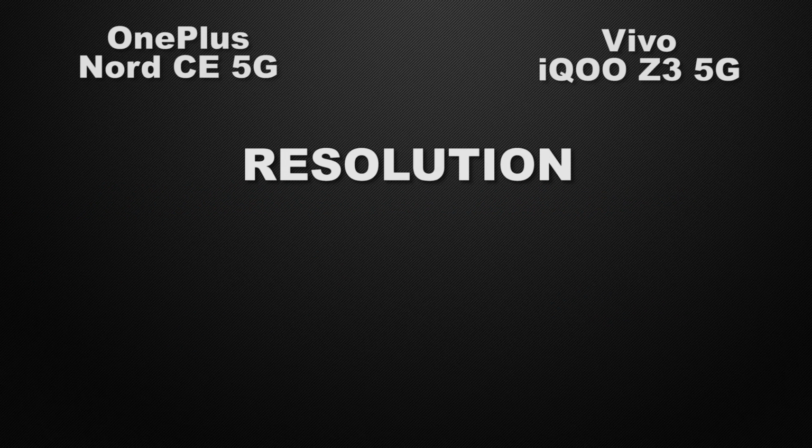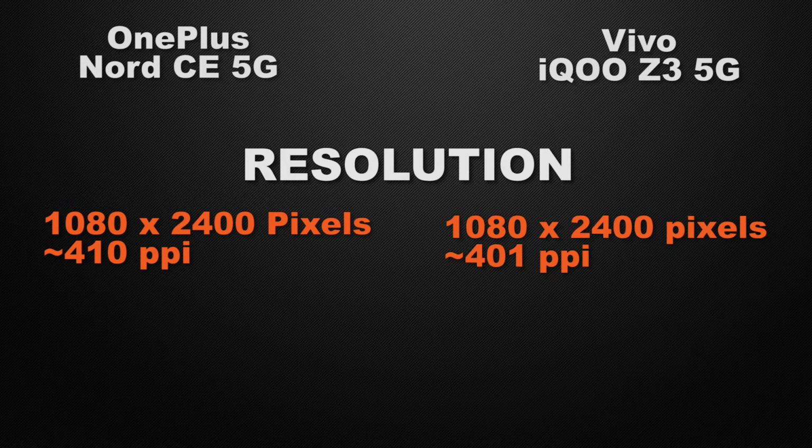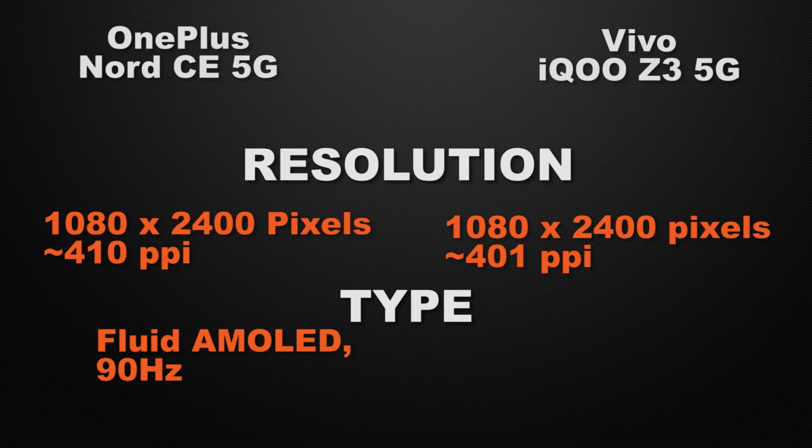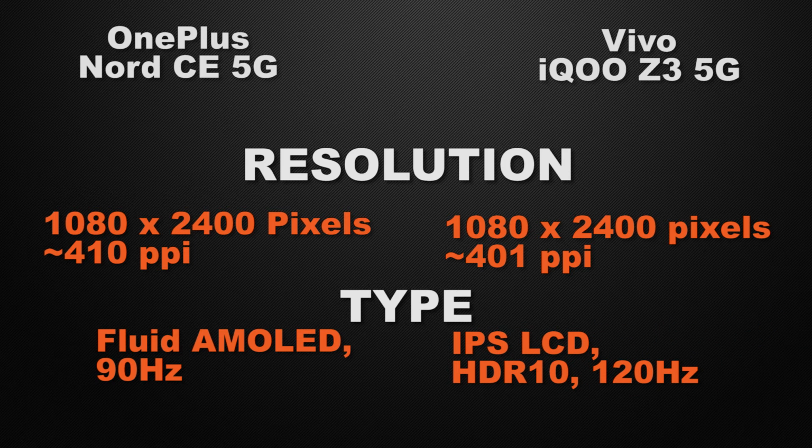Let's talk about the screen resolution of the devices. Nord comes with a Full HD Plus display, on the other side Z3 also has a Full HD Plus display. So again it's a tie. And about the display type of the devices, Nord has a Fluid AMOLED display having 90Hz of refresh rate, whereas Z3 has an IPS LCD display having 120Hz of refresh rate with HDR10 support. So the winner here is Nord because it has a Fluid AMOLED display which is much better than an IPS LCD display.